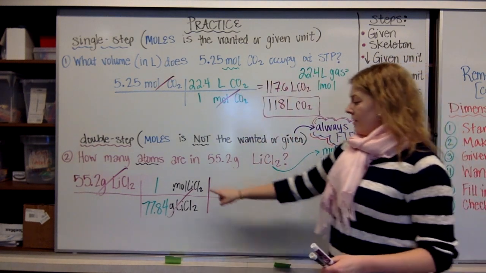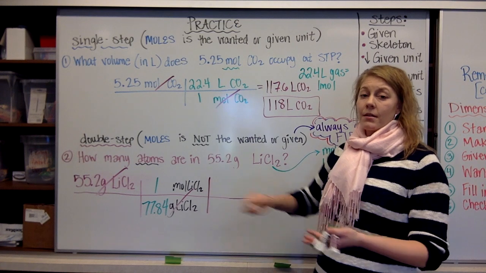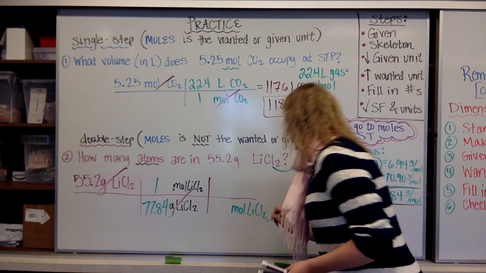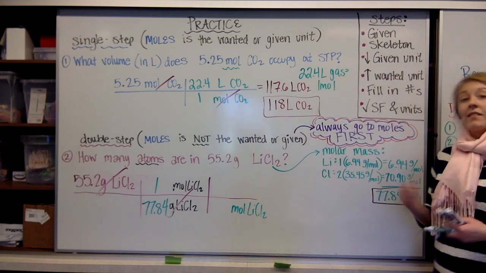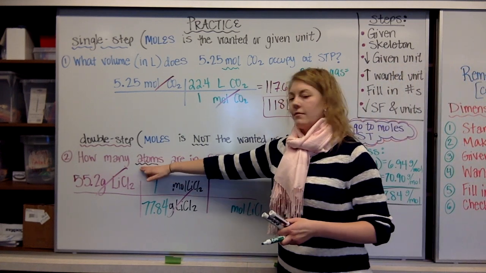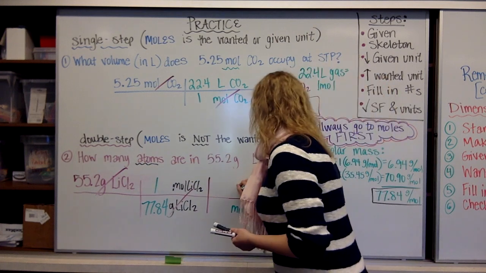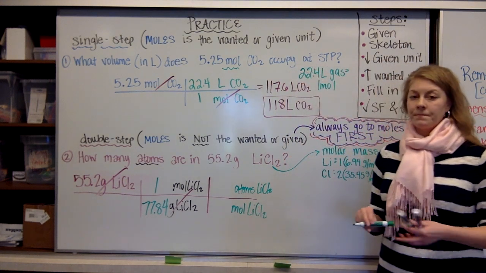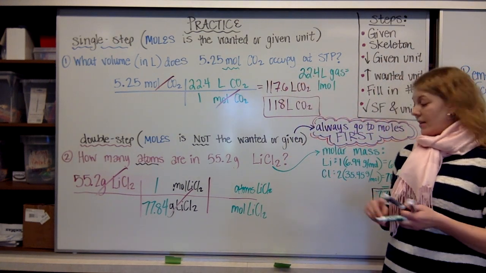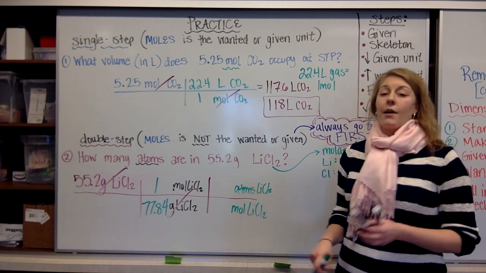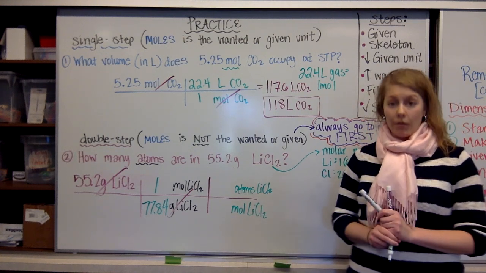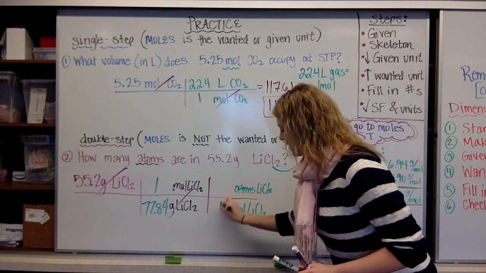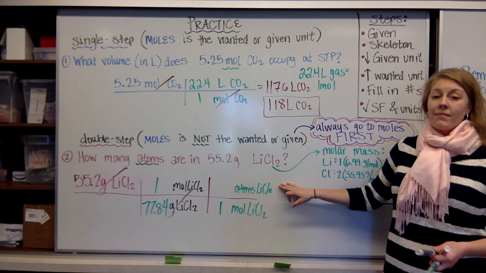Repeat the steps. Now, what unit do I have on top? Moles of LiCl2. So, moles of LiCl2 have to go on bottom. What is my wanted unit? Atoms. So, atoms of LiCl2 go on top. From our equivalency statement, how many moles is equal to how many atoms of LiCl2? Our number of moles is always 1. How many atoms of LiCl2?